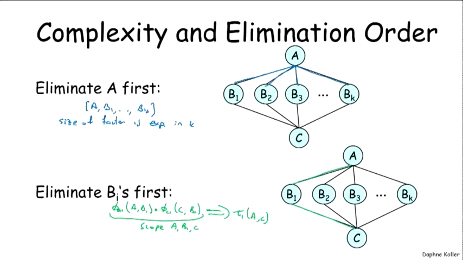We're going to get the exact same behavior when we now eliminate B2, and that's going to give me a factor tau 2 of A and C, and so on and so forth, until at the very end I'm going to have a bunch of factors tau I of A and C that are all multiplied together. And I've done this without ever generating a factor whose size is bigger than 3.